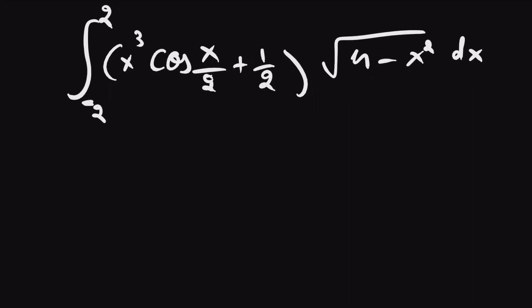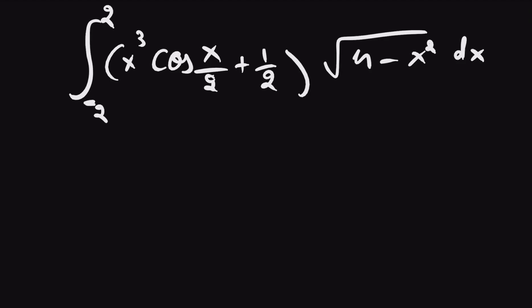So we're being asked to solve this integral from -2 to 2 of x cubed cosine of x over 2 plus 1/2 times the square root of 4 minus x squared with respect to x. So the first thing we're going to do is expand this. So we multiply the square root of 4 minus x squared by x cubed cosine of x over 2 and by 1/2. And what we're going to do is divide this integral up.